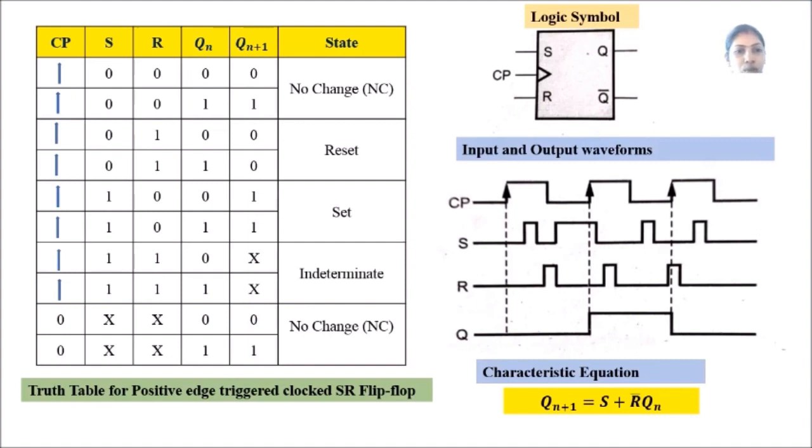The last two rows define that when the clock pulse is 0, whatever the S and R may be, the present state is equal to the next state, that is no change. That means the flip-flop is not in operation in the absence of the clock pulse. So this is the truth table of the SR flip-flop. We have 4 conditions here. When both are 0, you have no change. When R is equal to 1, the flip-flop is reset and the next state is equal to 0. When set is equal to 1, the flip-flop will be set. When both are 1, the condition is indeterminate.